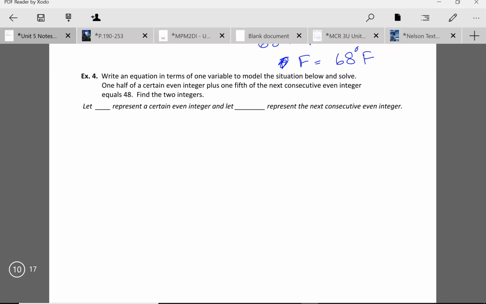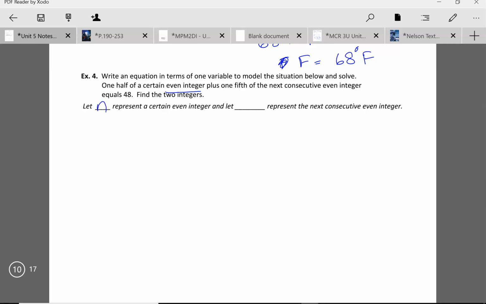Okay, write an equation in terms of one variable. 1/2 of a certain even integer plus 1/5 of the next consecutive even integer equals 48. Find the two integers. Very important to pay attention to the wording, even integers. So let x or n represent a certain even integer.